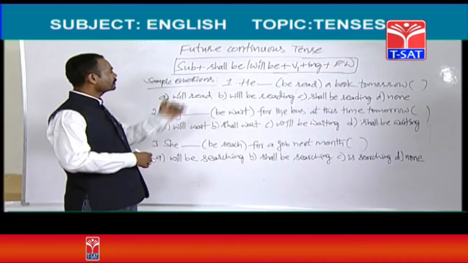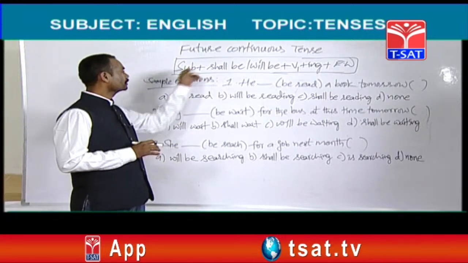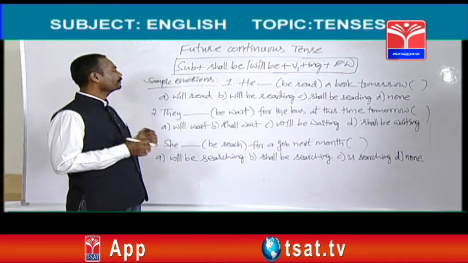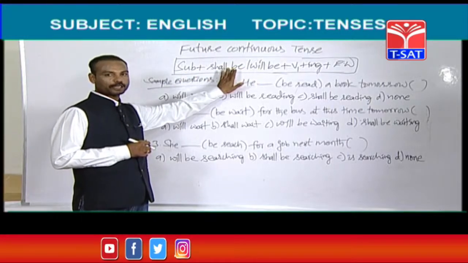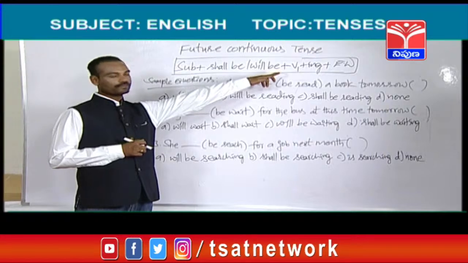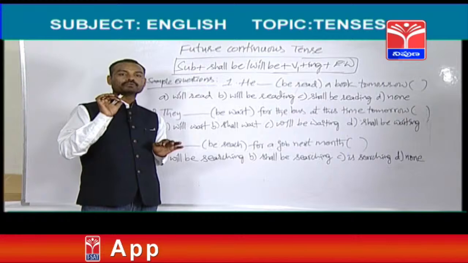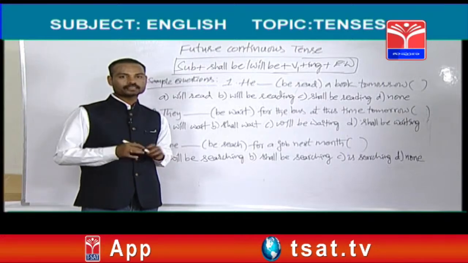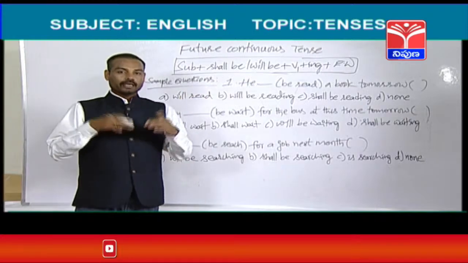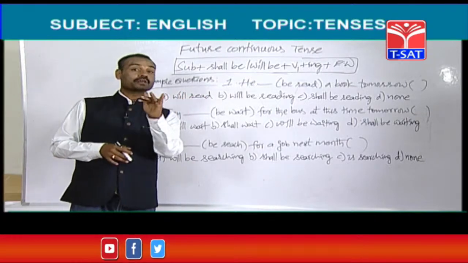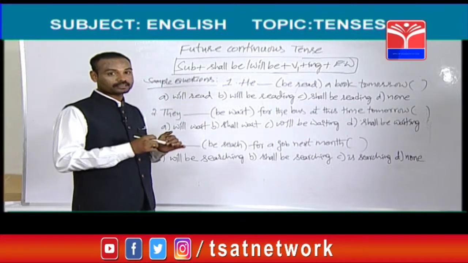Friends, here is another new tense, that is future continuous tense. This is the frame of future continuous. Subject, shall be and will be, these two are called helping verbs. V1 plus ing form, then extra words. Okay. Now I am going to tell you the definition of future continuous tense. The tense which is used to indicate an action which will be going on at some time in the future is called future continuous tense.